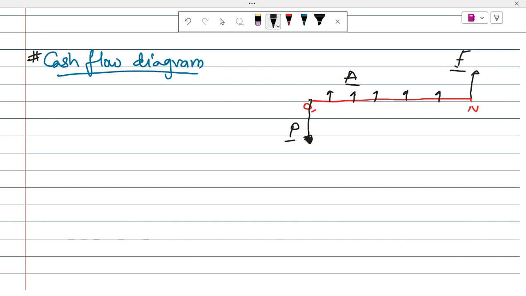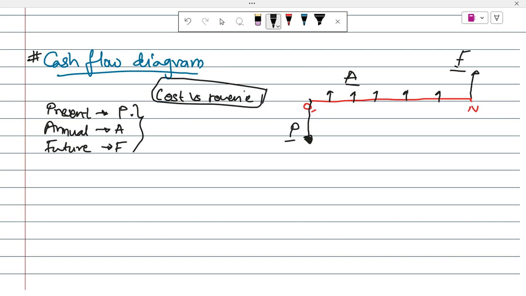If I consider I am at point O, then there are three kinds of timelines where I calculate my amount: present, annual, and future. At present, we have amount P. Annually, I get amount A for different years, and future F. We have already discussed the cost versus revenue concept. For this comparison, we need to bring all of the A and F to the present. So how to bring F so that it is comparable to P? How to bring A so that it is comparable to P?